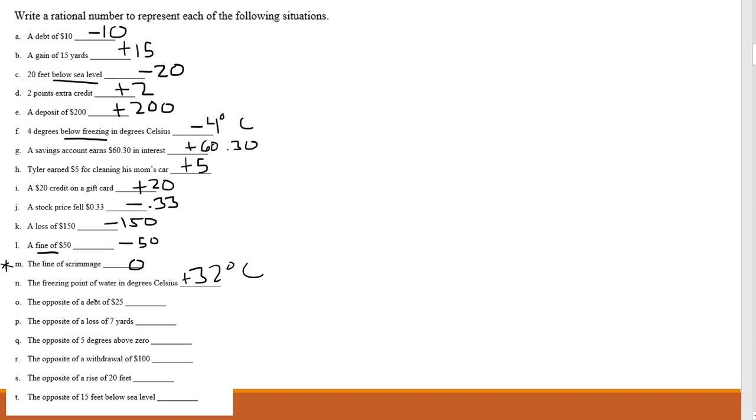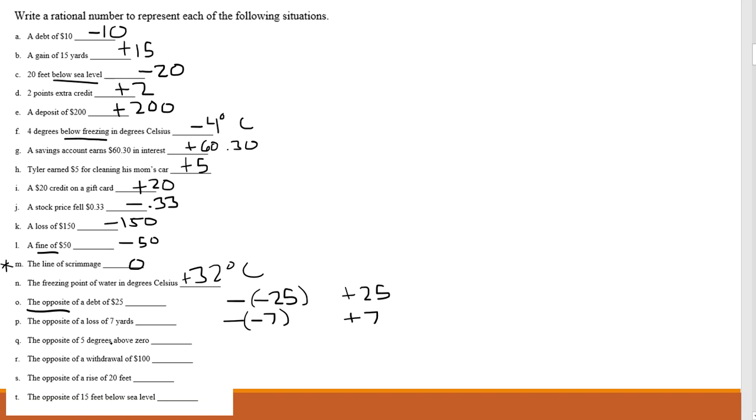The opposite of a debt of $25. Now, this one's a little bit tricky because it says the opposite of a debt of $25. So if you have a debt of $25, that's going to be a negative 25, and then the opposite of that would actually be a positive 25 for the integer. Okay? The opposite of a loss of 7 yards. So if you have a loss of 7 yards, the integer is going to look like that. And then the opposite of a loss would actually be positive 7.